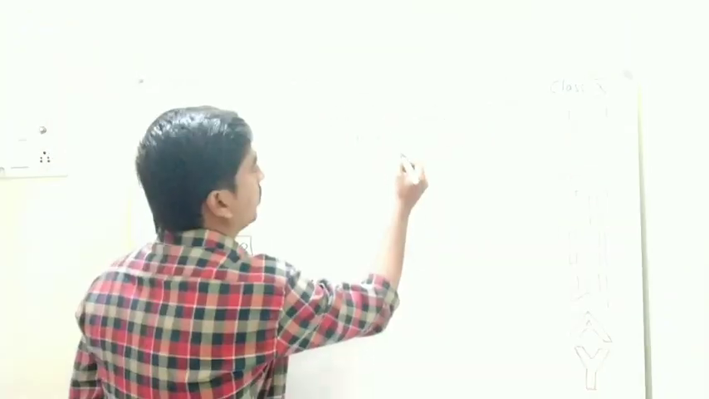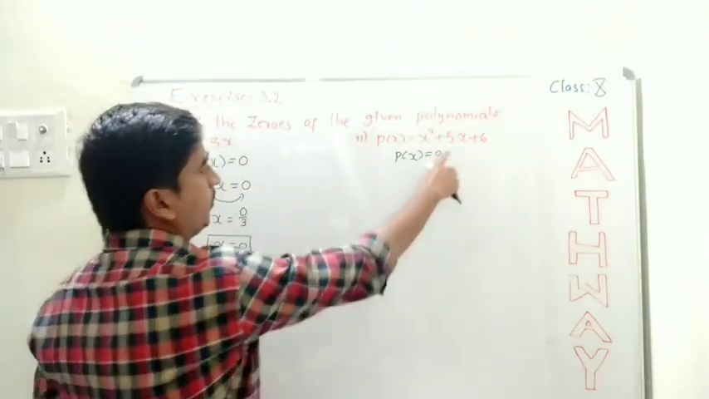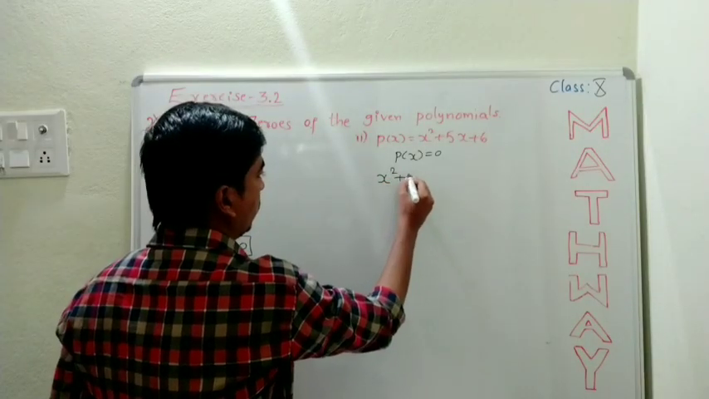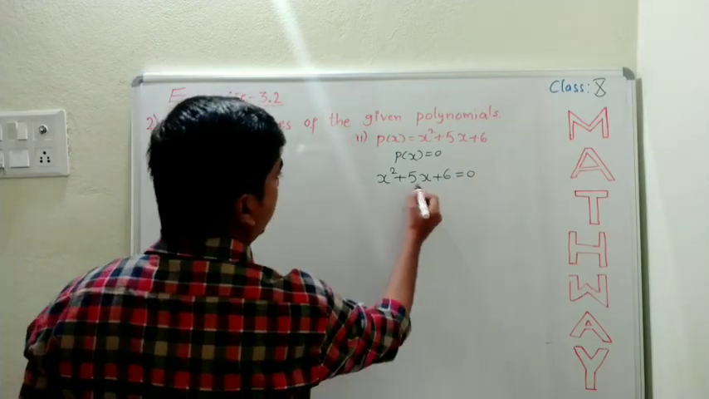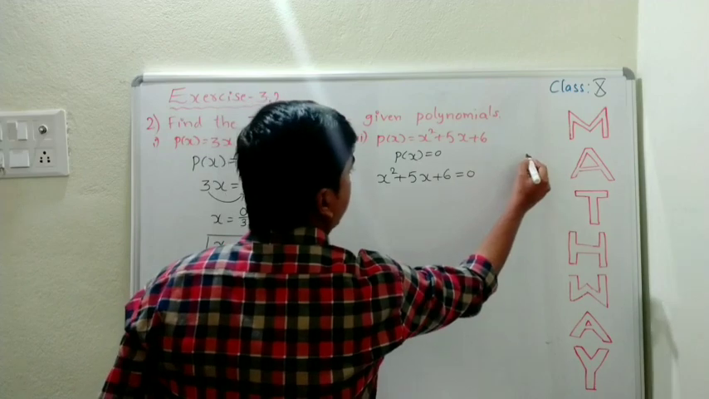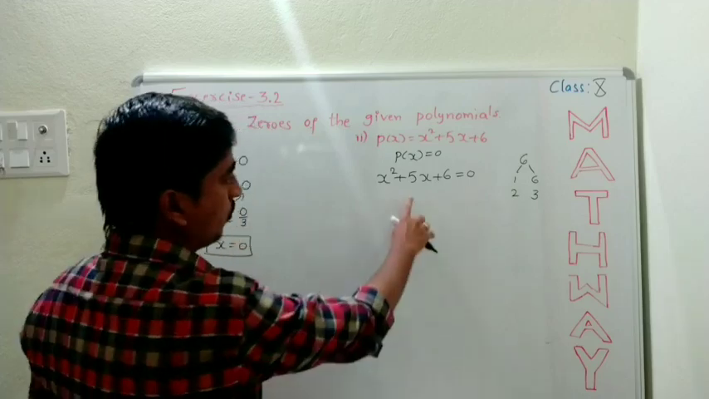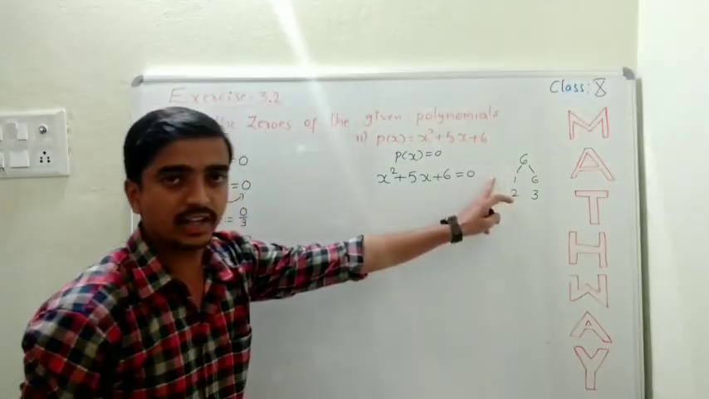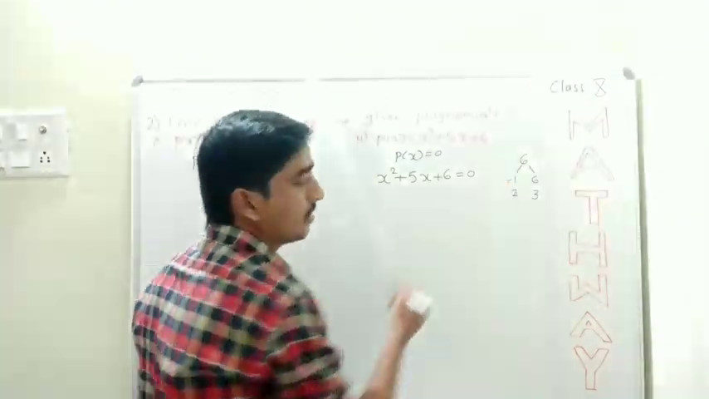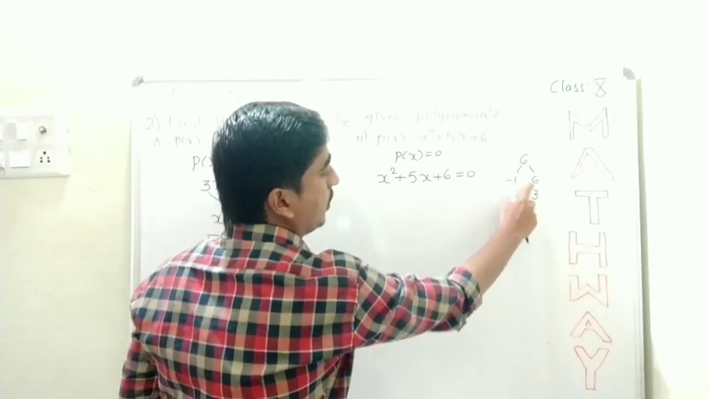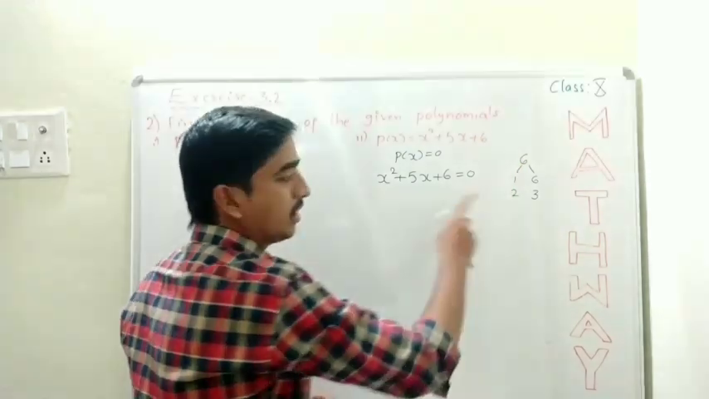So let's factorize it. First of all, take p of x equals 0. Then take the polynomial x square plus 5x plus 6 equals 0. Now split the middle term. To split the middle term, write the factors of 6. The factors of 6 are 1 and 6, which make 6, and 2 and 3, which are also 6. So 5 can be written as 6 minus 1. But if we are doing 6 minus 1, we have to write it as minus 1. If you multiply 6 into minus 1, we will get minus 6, but it is plus 6. So we have to take both numbers as positive.